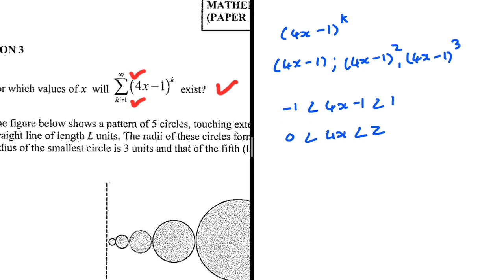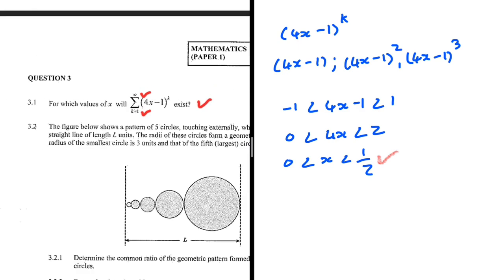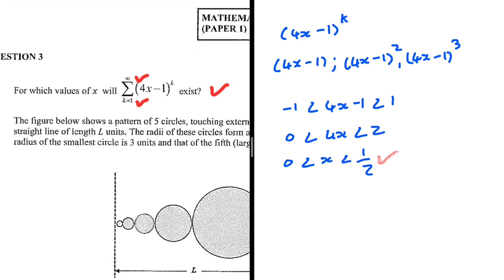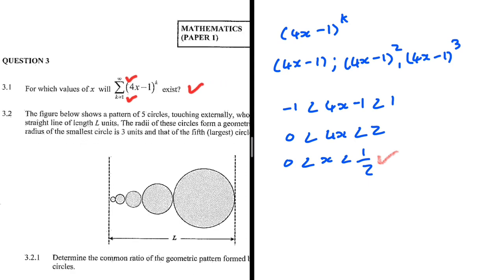Right, so let's go ahead and divide all sides by 4. 0 divided by 4 is 0, and 2 divided by 4 is 1 over 2. So when x is between 0 and a half, this sum will exist, right? Because r will be between minus 1 and 1. The series will be convergent. So there we go, that is 3.1.